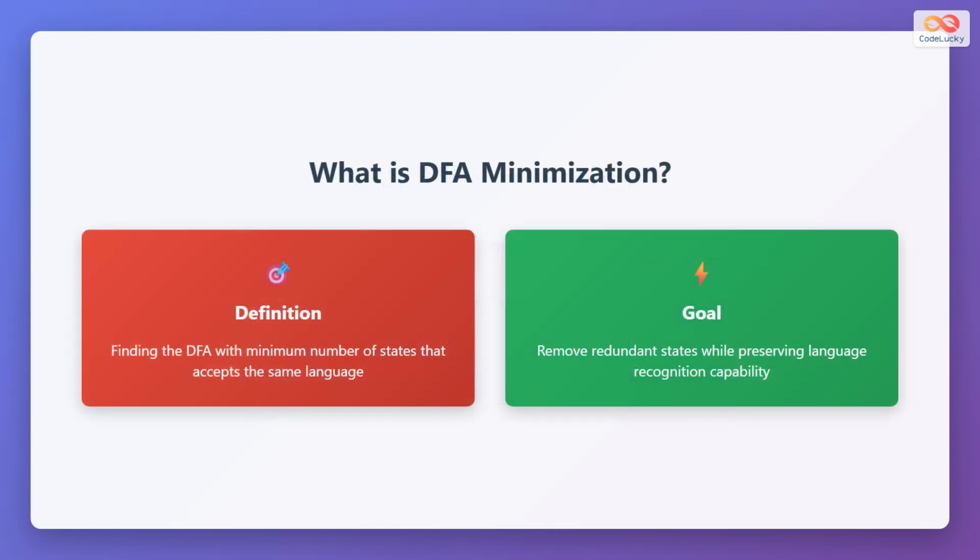Let's define DFA minimization. It is the process of finding the DFA with the minimum number of states that accepts the same language. The goal of DFA minimization is to remove redundant states while preserving the DFA's ability to correctly recognize the language it was designed for. This ensures that the minimized DFA operates efficiently and accurately.